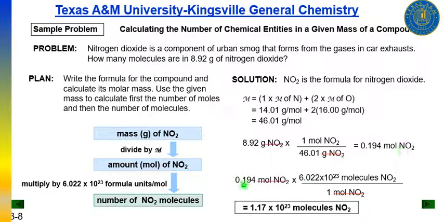Step 4. Convert moles to the number of molecules. Simply use the moles multiplied by Avogadro's constant. 0.194 moles nitrogen dioxide multiplied by 6.022 times 10 to the power 23 molecules of nitrogen dioxide per 1 mole nitrogen dioxide. My determination is 1.17 times 10 to the power 23 molecules of nitrogen dioxide.